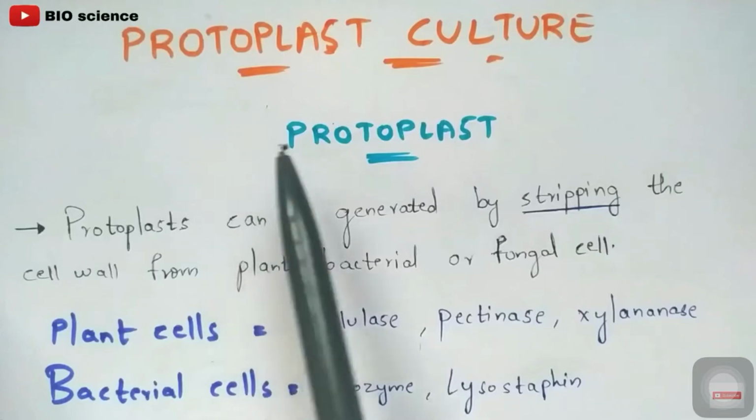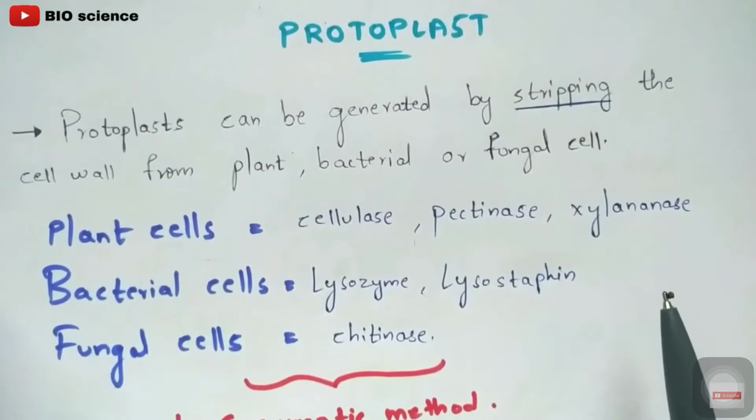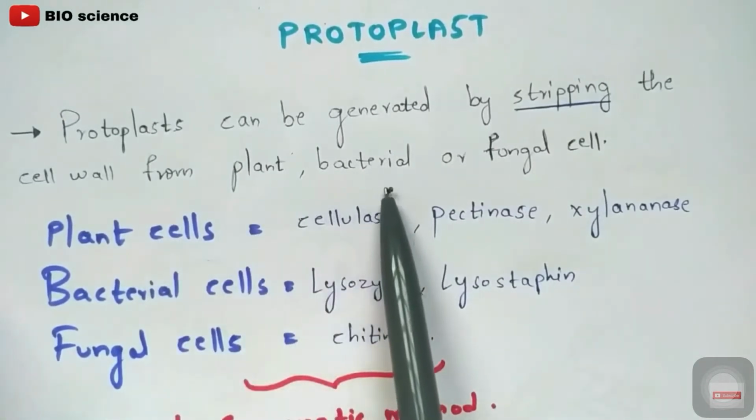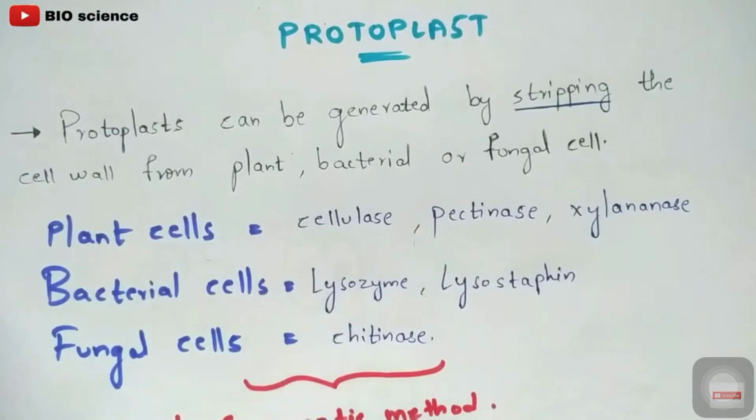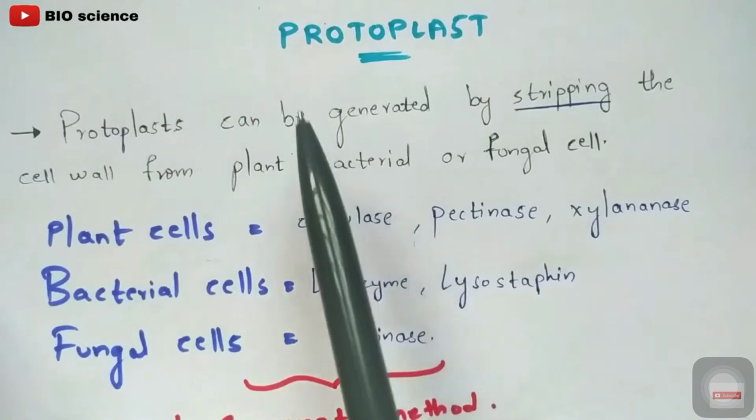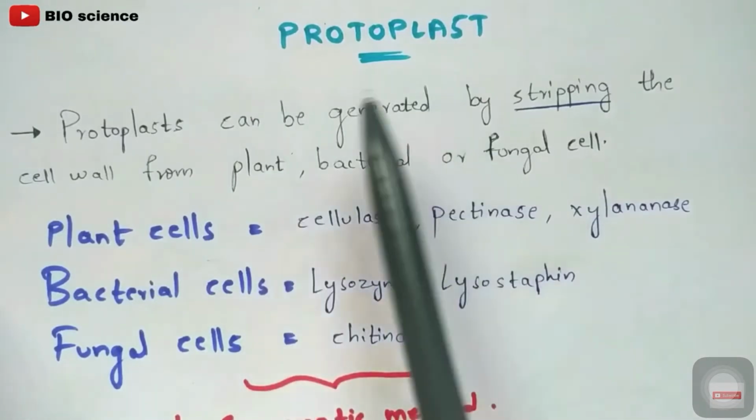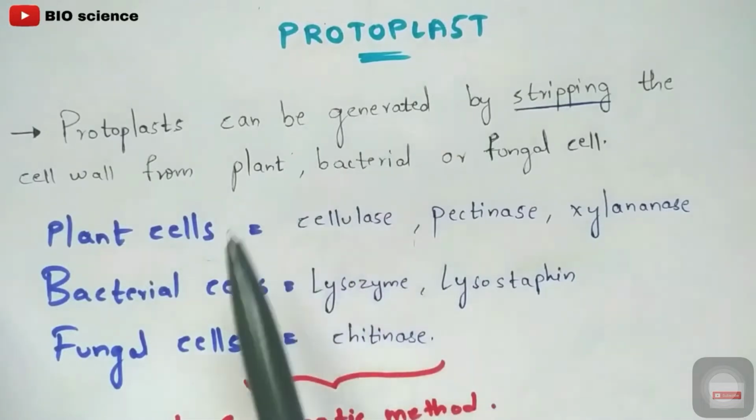I wanted to explain about protoplast. So protoplast can be generated by stripping the cell wall from plant, bacterial or fungal cells. So there are different types of cells like plant cells, fungal cells or bacterial cells, right? From these cells the protoplast can be easily obtained. So what is protoplast actually? The cells which don't contain a cell wall are called protoplasts.